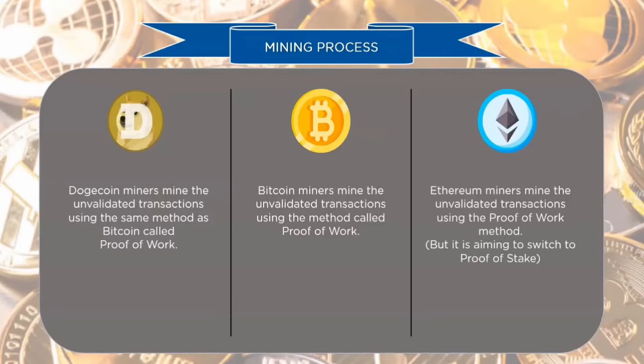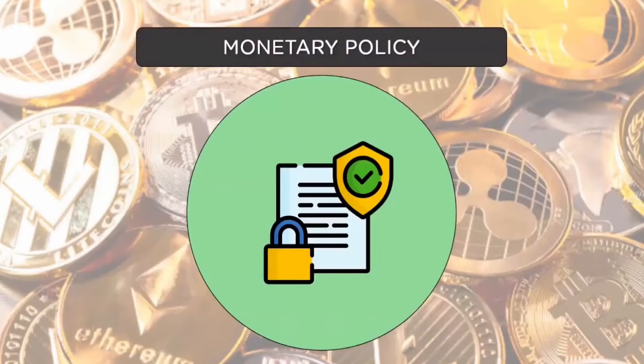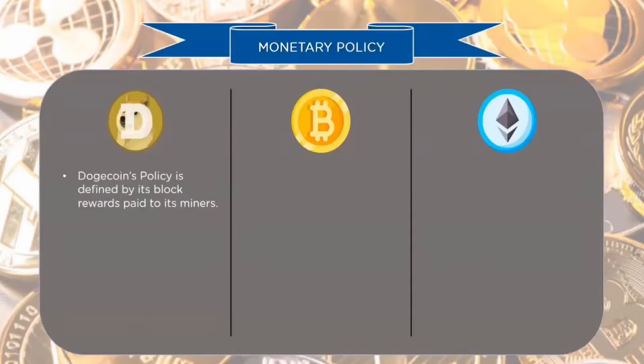Although Ethereum miners also mine the unvalidated transactions using the proof of work method, it aims to switch to proof of stake because it will make its network more immune to centralization, more energy efficient, and provide stronger support for shared chains. Now we have come to the following comparison, which is monetary policy. Monetary policy is known as the process of drafting, announcing, and implementing the plan of actions taken by the competent monetary authority to control the money supply and achieve goals that promote sustainable economic growth.